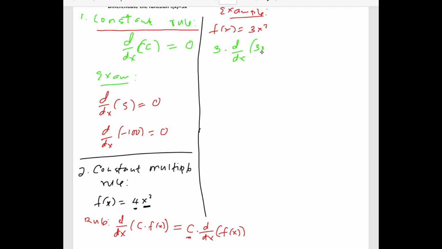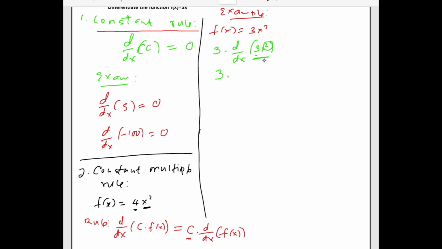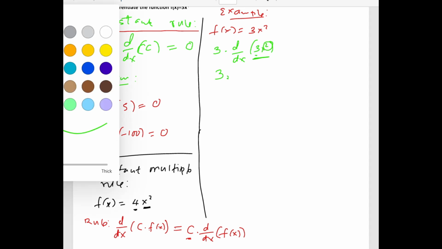Now for 3x squared, differentiate it, and for this case you're going to have 3 multiplied by something. Once you differentiate this one, we are going to use the power rule, whereby we just multiply this 3 by the power that you have here. For this case our power is 2. So yes, you multiply that one by 3.